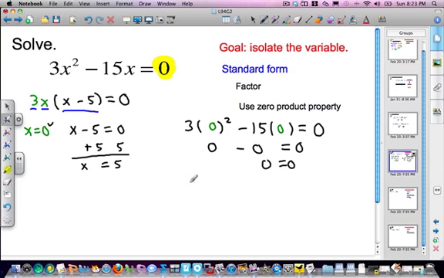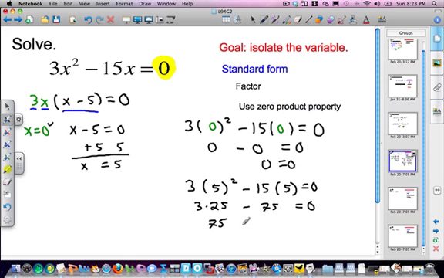Let's check our next one. 3 times 5 squared minus 15 times 5. We want that difference to be 0. Well, we follow the order of operations and we get 25 times 3. And 3 times 25 is 75. We need to subtract 15 times 5, and that product is 75. We see that 75 minus 75 does in fact equal 0. So our second root is also correct.